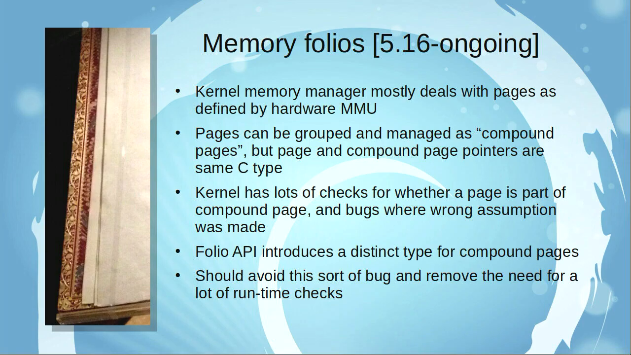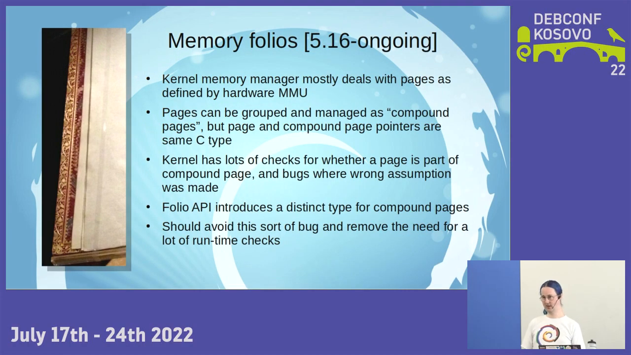The result of that was the kernel had a lot of checks to see whether a page was the start of a compound page or what we call a tail page, something that appears later inside a compound page. And there were a lot of bugs where it assumed wrongly. The Folio API distinguishes compound pages from single pages, and that has enabled removing a lot of checks. It should avoid that sort of bug in future. And actually, some areas of the kernel are now being changed to support compound pages properly, which should bring some performance improvements.